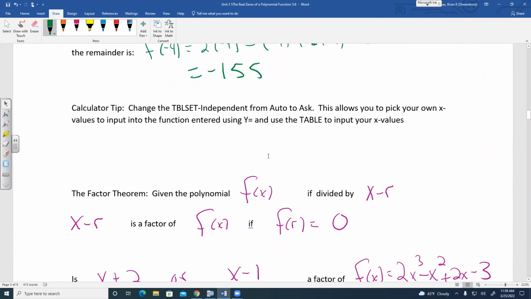So as I said, there's that calculator tip. You can change the table set of the independent variable from auto to ask, and this allows you to pick your own x values. Okay, so we just kind of discussed that.